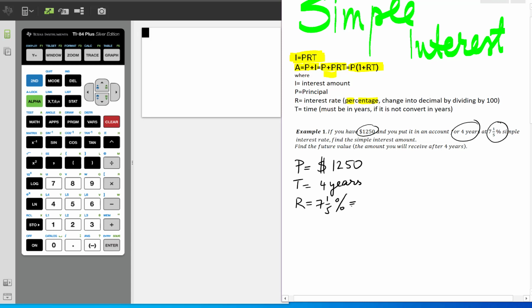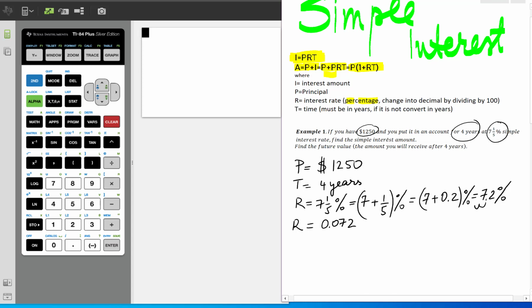Now I'm going to change this into a decimal. 7 1/5 means 7 plus 1/5, and 1 over 5 is 0.2. So this means 7.2%, which means divide 7.2 by 100, or move the decimal point 2 places to the left, so we get 0.072. This is the R that we are going to replace into the formula.